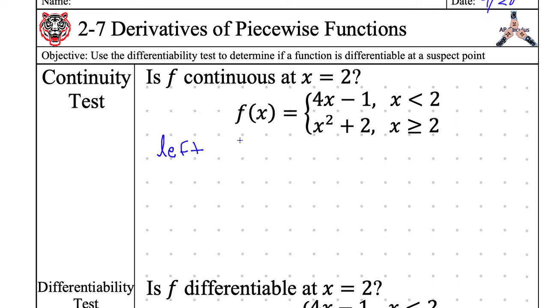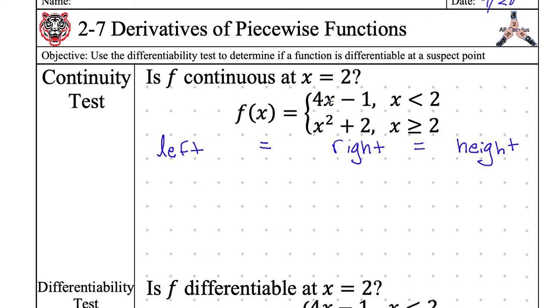The left needs to be equal to the right, which needs to be equal to the height. This is the continuity test. Which two of these are the same? According to this piecewise function, the right and the height are the same, because it's an equal sign. So these two are technically the same equation, so I'm going to turn them into one equation: left is equal to right slash height.